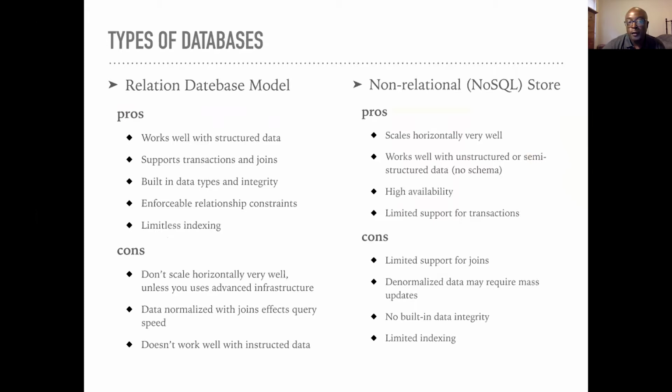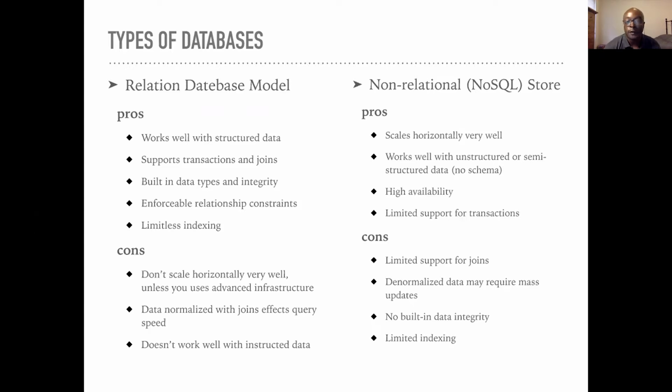So, there are different types of databases. The main two types fall in two categories: the relational database model, and the non-relational or NoSQL store. For most of our work, we use a relational database, and that's MySQL. When we do NoSQL type stuff, that's when we use Mongo or DynamoDB. They both have their pros and cons, and based on the nature of the project that you're doing, you might choose one over the other.